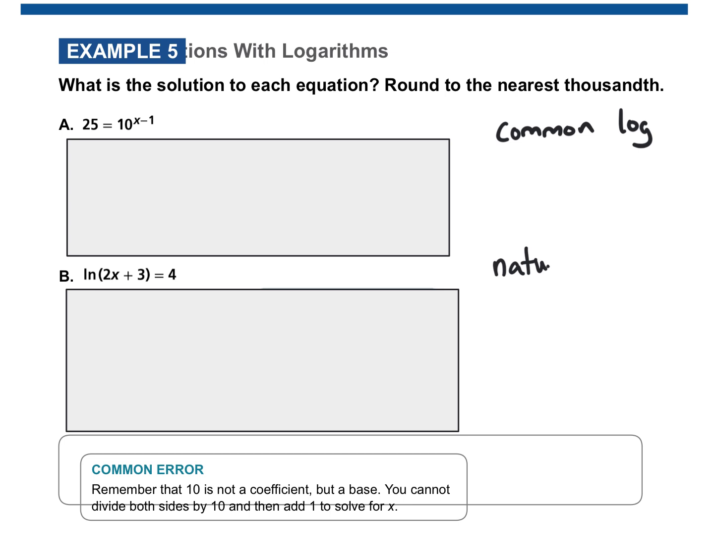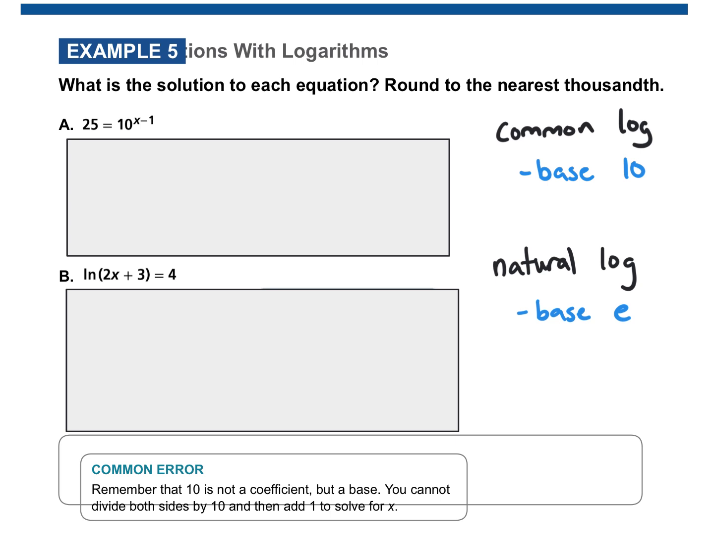I'm going to ask you this. Are they the same? No. What's the difference between them? Bases are the same. What's the base of a common log? 10. What is the base of a natural log? E.